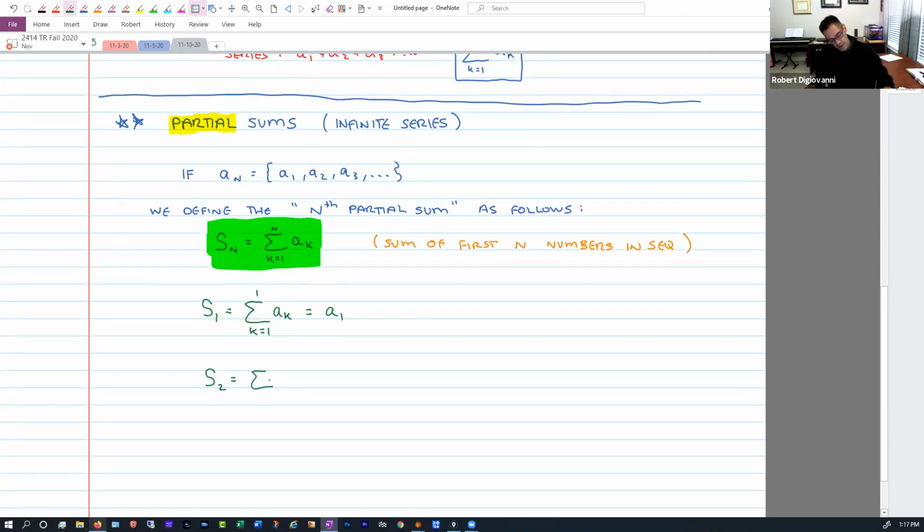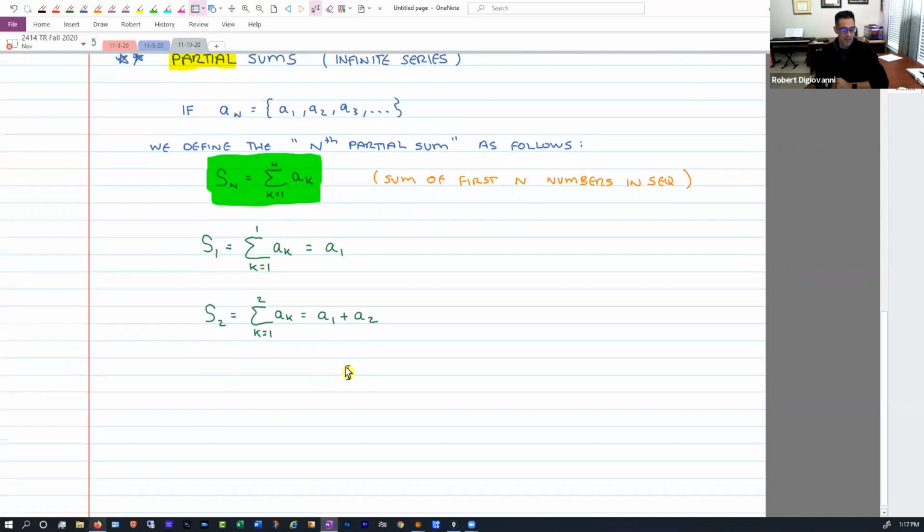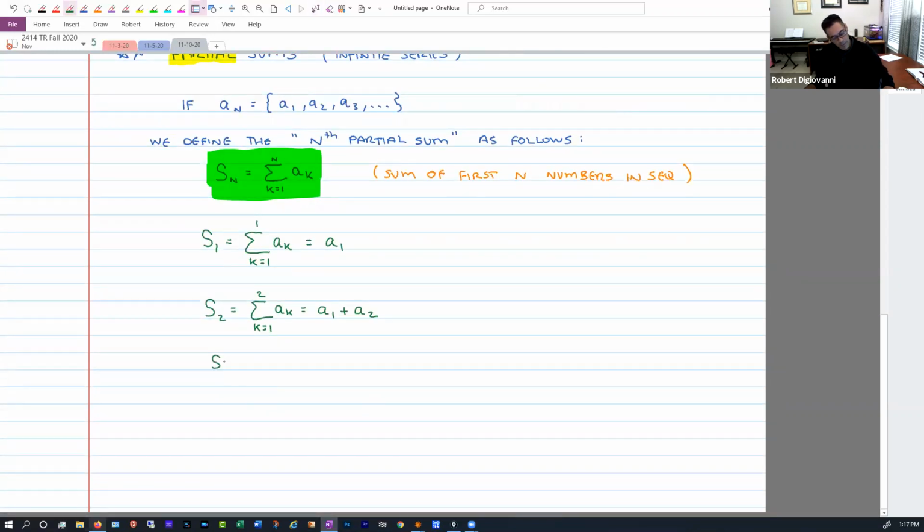But then what would capital S sub 2 be? Well, that would be the sum k equals 1, where do I stop this time? 2. Of this. And now you're going to do a sub 1, but now plus a sub 2. So now you're adding up the first 2. You see how this is working? The third partial sum would be the sum k equals 1 to 3 of a sub k, which would be adding the first 3 together.